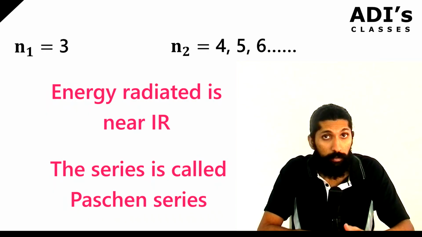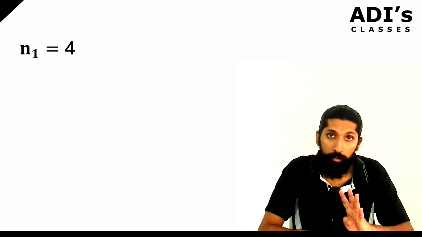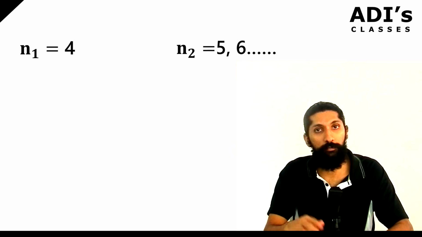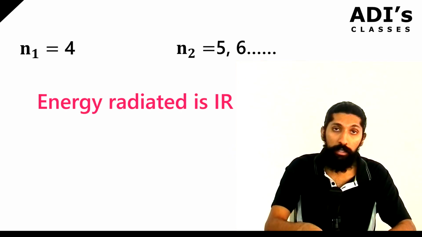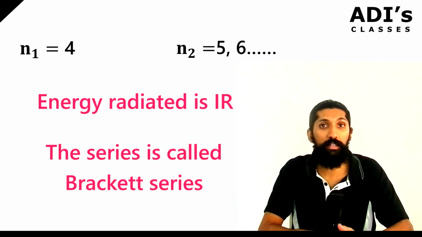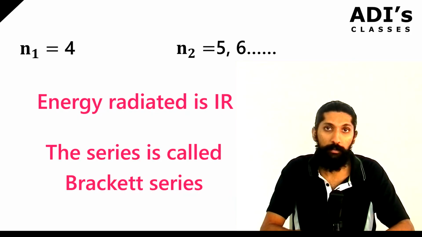Okay. Next one is, suppose n1 is equal to 4, n2 is equal to 5, 6, 7, and so forth. Okay. This comes in the infrared region. And this series is called the Brackett series.